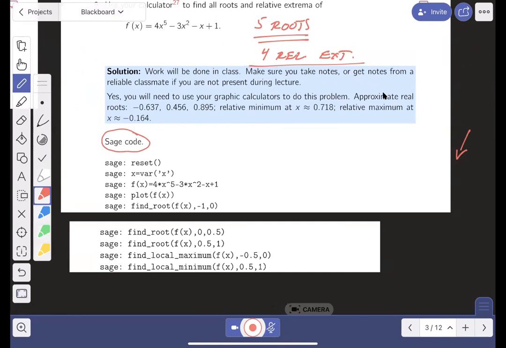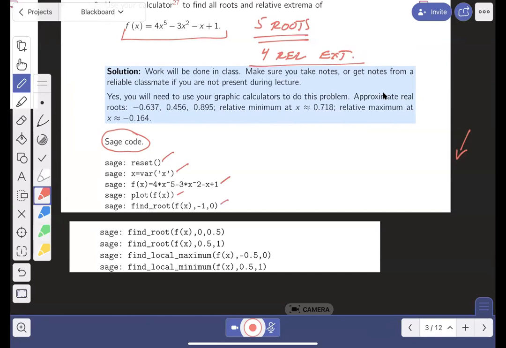Reset. What does that do? It gives you a clean slate of paper. Define x as a variable. Write the function down. What function? This function. Machines are really good at this. Plot f, look at it. I really mean that, look at it. And then what is over here?